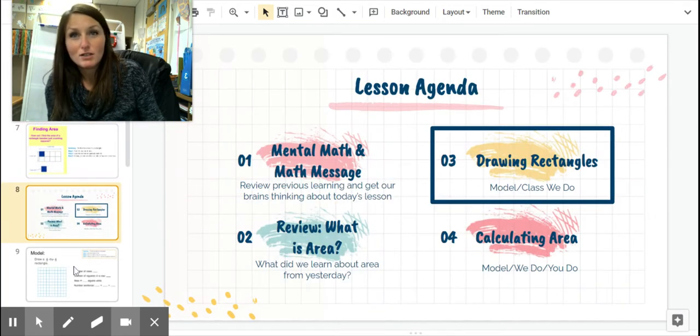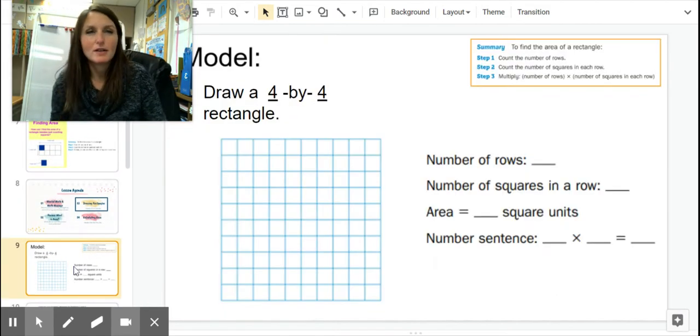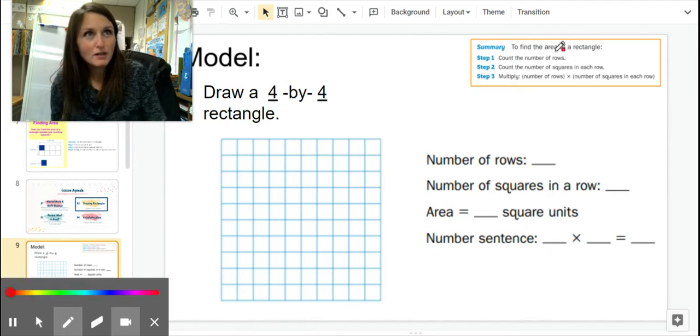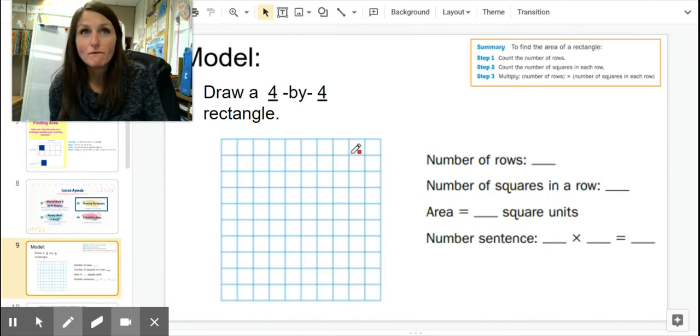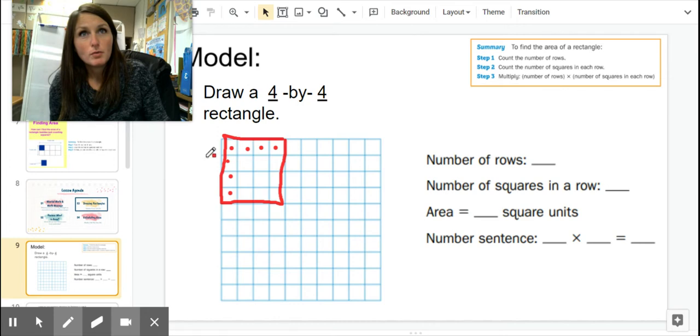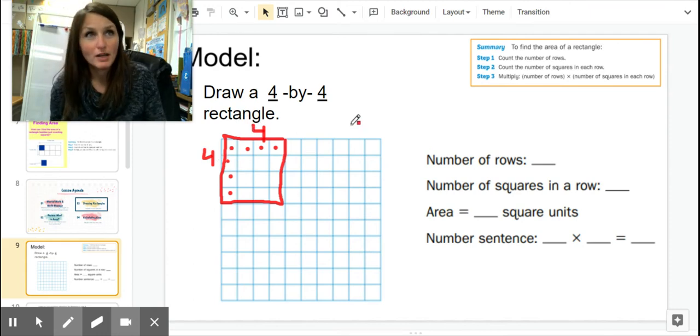So now let's practice drawing the rectangles, trying to find the correct amount of area. Here, I need to count the number of rows. It says draw a 4 by 4 rectangle. That means I need to have 4 going down, 1, 2, 3, 4, and 4 going across. I'm going to count the same to go across, 1, 2, 3, 4. And I'm going to box that in and make it a rectangle. So 4 by 4. I'm even going to label it just so I know. And actually, this is a square because they're both the same size. So that is a special kind of rectangle.